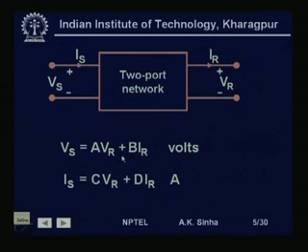For this two port network, we can write down the relationship between the sending end voltage and current in terms of receiving end voltage and current, as Vs is equal to A times Vr plus B times Ir volts, and Is, the sending end current, is equal to C times Vr, the receiving end voltage, plus D times Ir, the receiving end current. Of course, the unit will be amperes. Now, this is a general relationship for two port network.